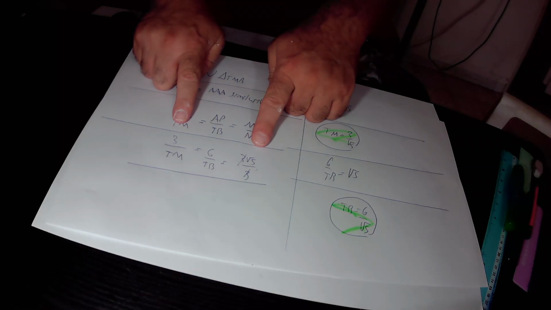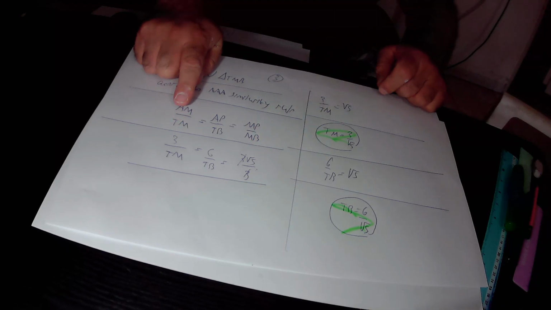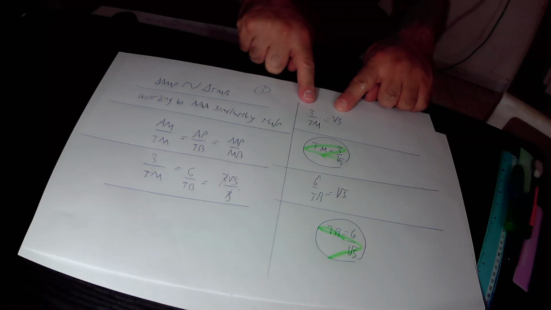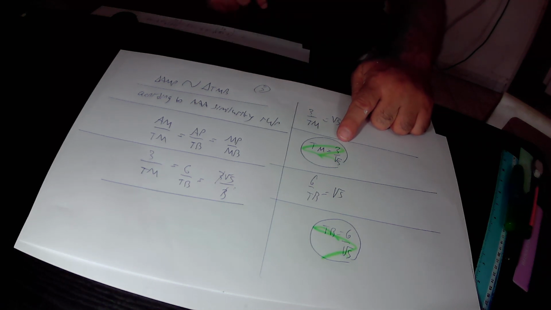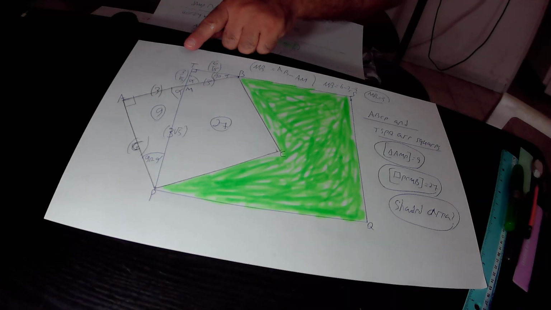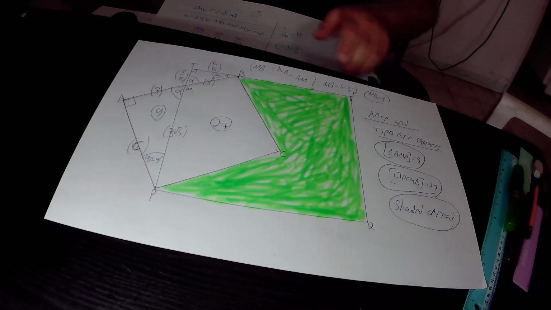Those two sides are equal to each other, that is to say 3 over TM equals the square root of 5. We multiply this equation by TM, and then divide it by the square root of 5, and finally find that TM equals 3 over the square root of 5 units in length. This is side TM.